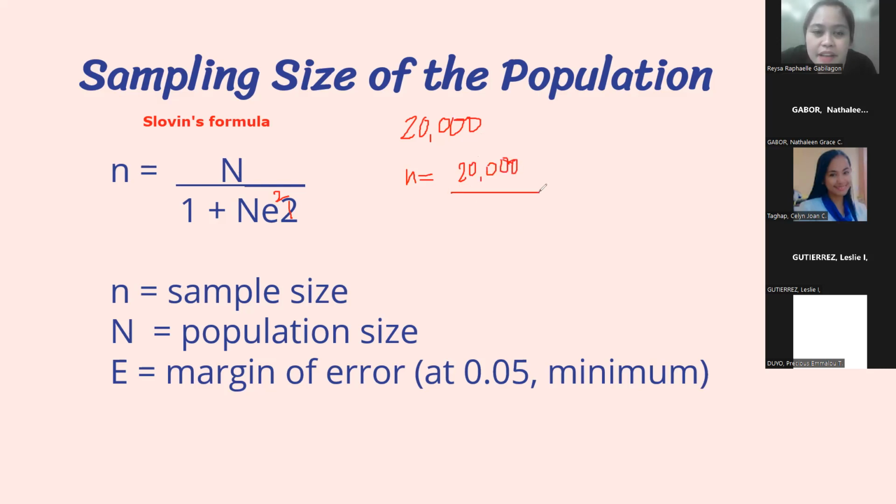Divided by 1 plus 20,000, because that's still capital letter N, and then E squared. So again, our minimum margin of error is 5%. That will be equivalent to 0.05, and then you square it. Let me just get my calculator.